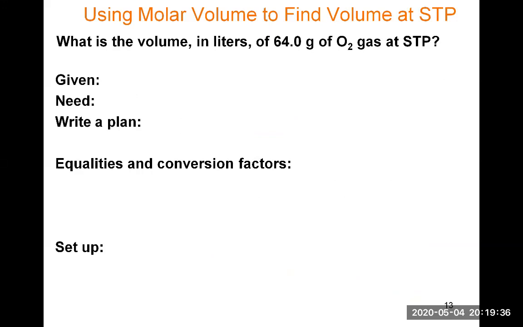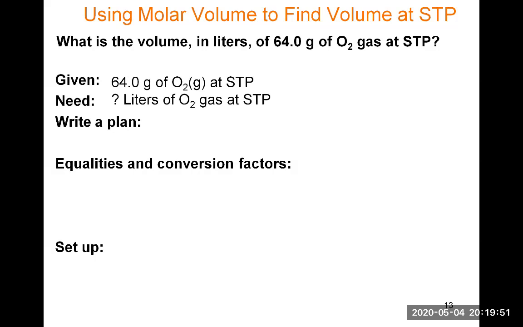However, here the given amount is 64.0 grams of oxygen. It's a mass in grams, so it's not moles or liters. And actually the question is asking what is the volume in liters. So we want to find the liters and we have grams. We know that we are at STP, which means we can use the molar volume that says 1 mole of any gas contains 22.4 liters. So you can use that, but that means you need to change your grams into moles. And we know how to do that.